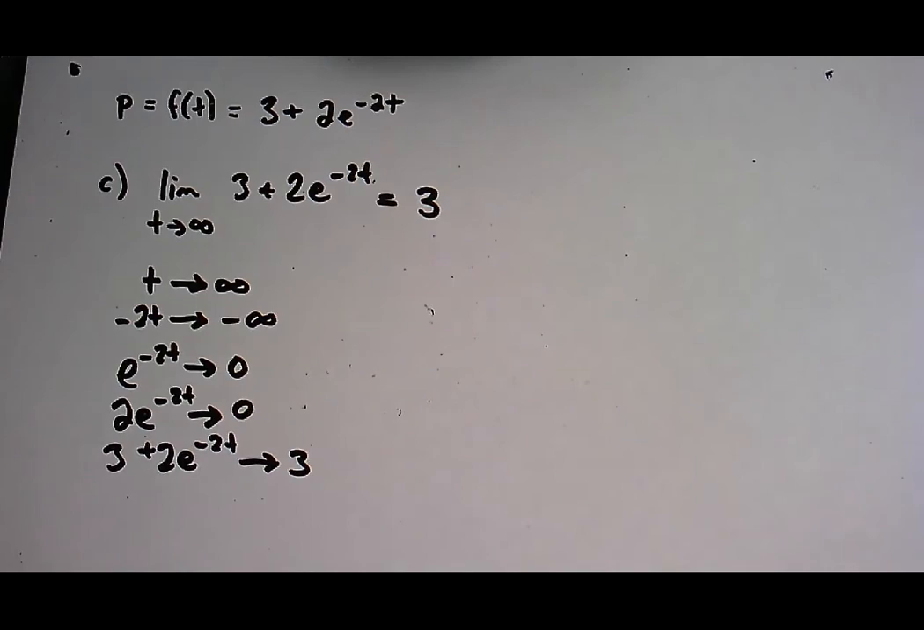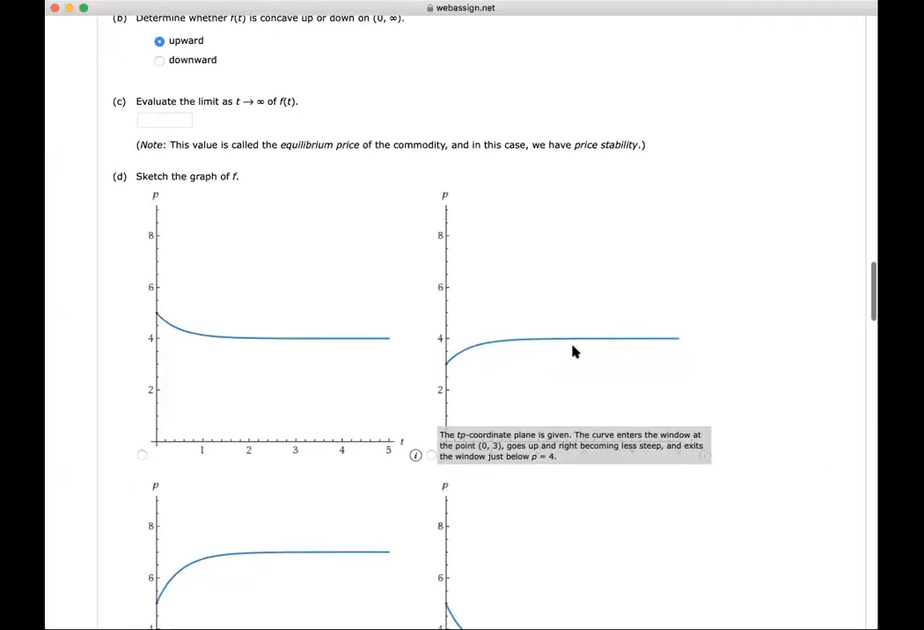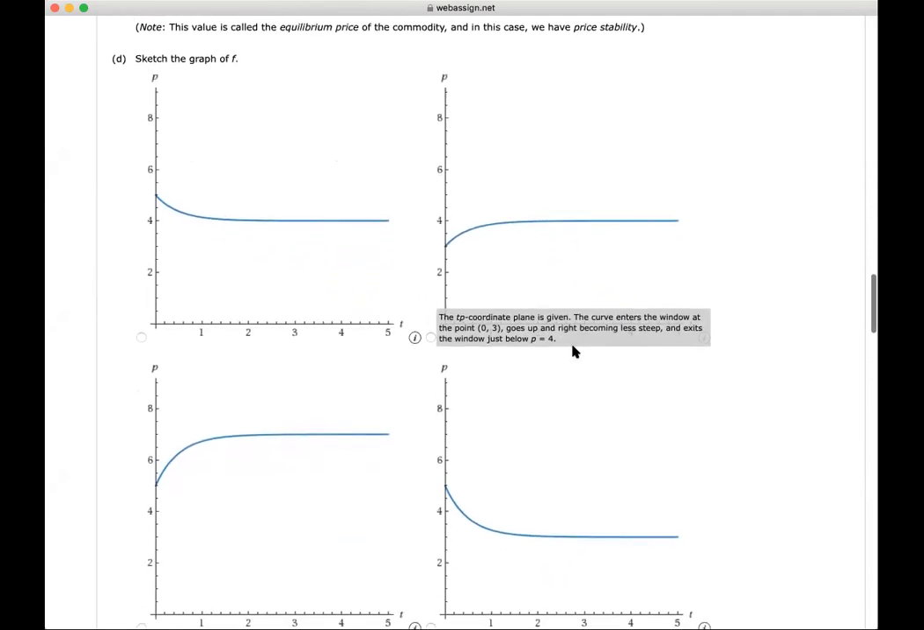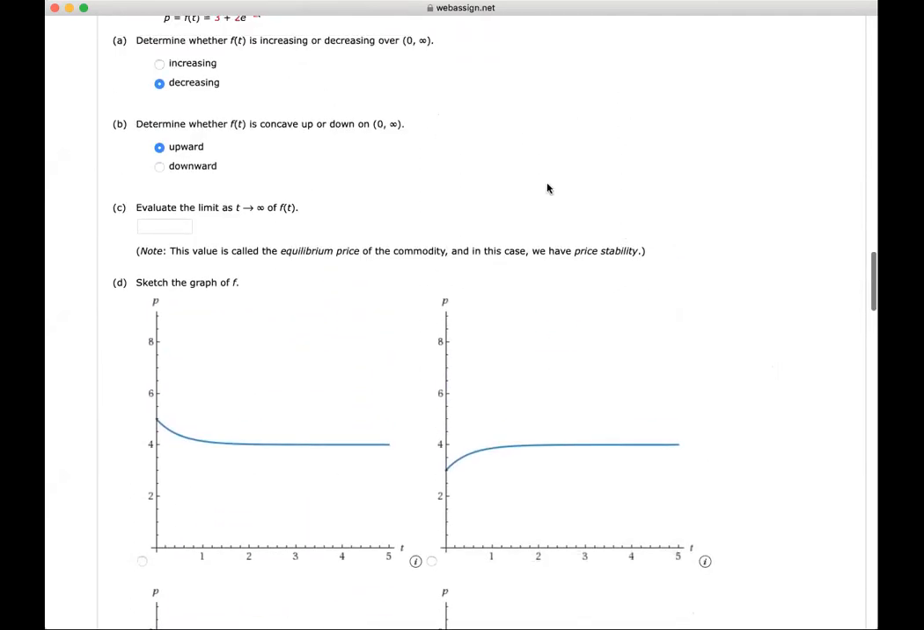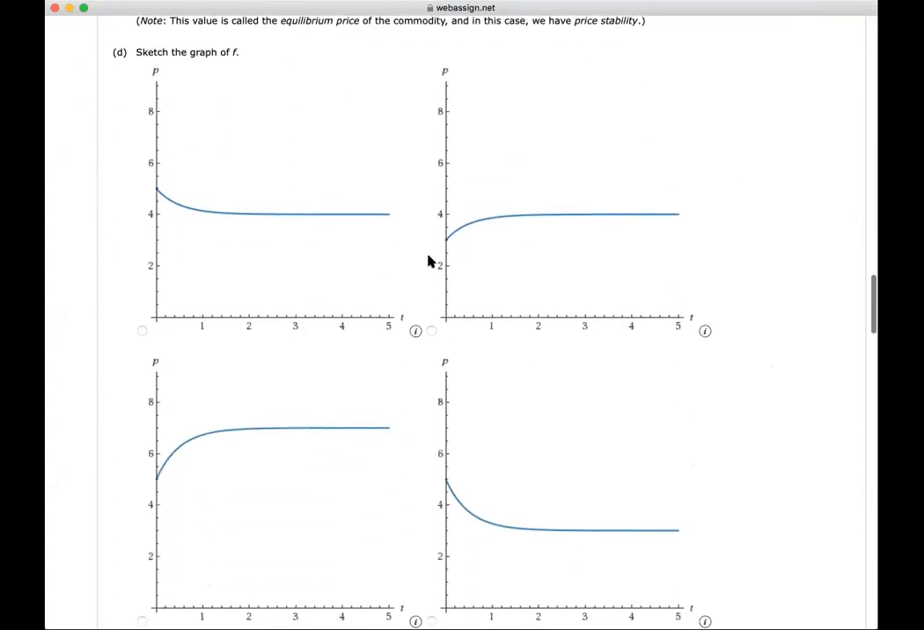Okay, let's take a look at those graphs. So our options here for the graphs have 4 options here. So again, just to review, we've decided that the limit equals 3 as t approaches infinity. So a decreasing concave up function whose limit as t approaches infinity is 3. Well, I see 2 functions, the second and the third one, that are increasing. So we can eliminate those possibilities from the beginning.